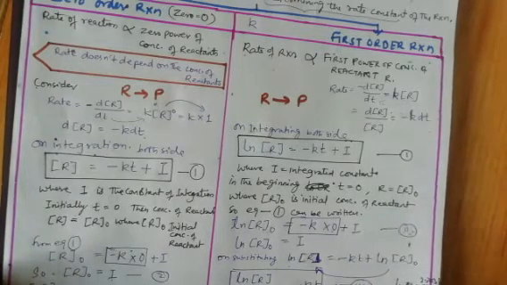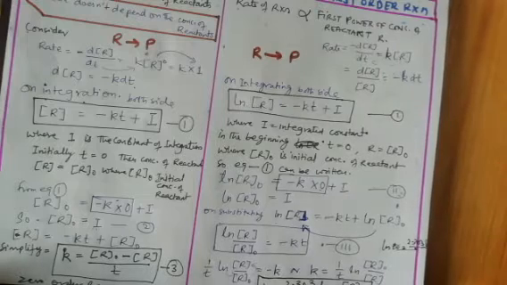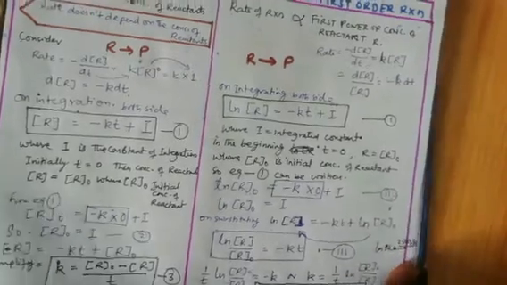Now we can rewrite this equation according to the situation. If initially we take a, then the final concentration after time would be a minus x, and in the case of moles it would be n or n naught. Okay, now let's understand with the graphical method.